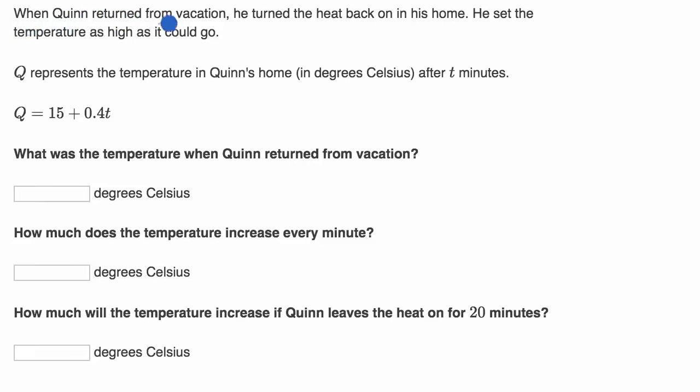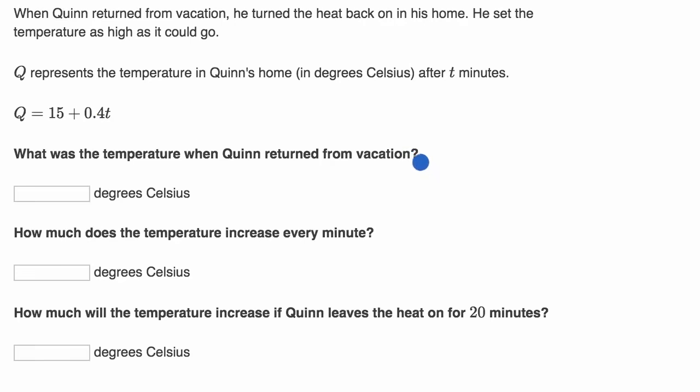When Quinn returned from vacation, he turned the heat back on in his home. He set the temperature as high as it could go. Q represents the temperature in Quinn's home in degrees Celsius after T minutes. They say Q is equal to 15 plus 0.4T. What was the temperature when Quinn returned from vacation?